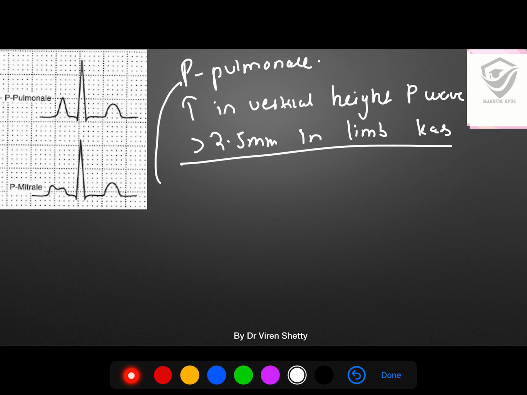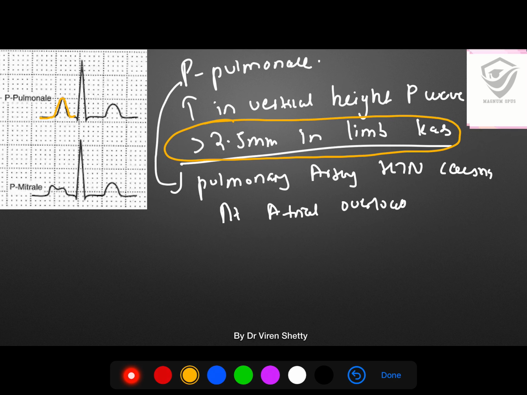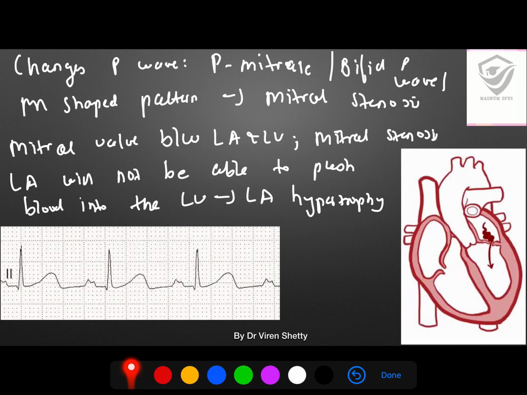And this P pulmonale is seen in a condition called pulmonary artery hypertension causing a right atrial overload. So you can see in the image here you have the P pulmonale where there is an increase in 2.5 mm vertical height of the P wave. So P pulmonale is occurring because of the pulmonary artery hypertension causing a right atrial overload, whereas P mitral was occurring because of the left atrial involvement.